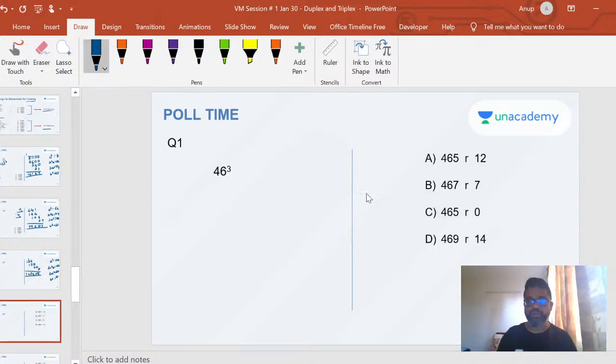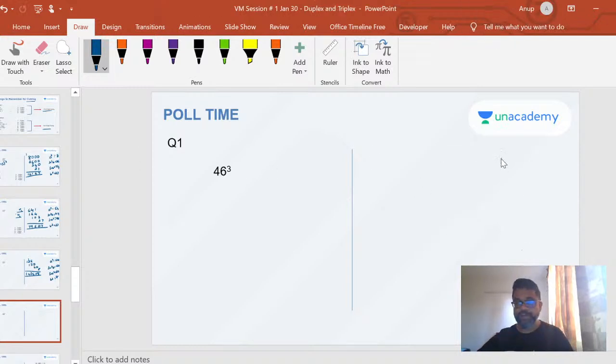Let's do 46 cube. Right? A cube, 3a squared b, 3ab squared, and b cube. 216 is b cube. I'm writing it straight here. And this is 64.